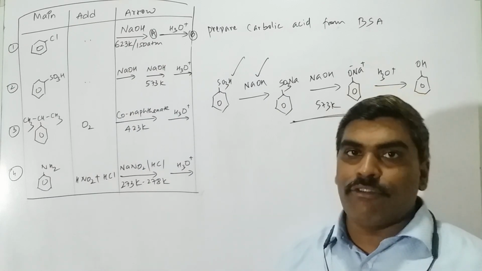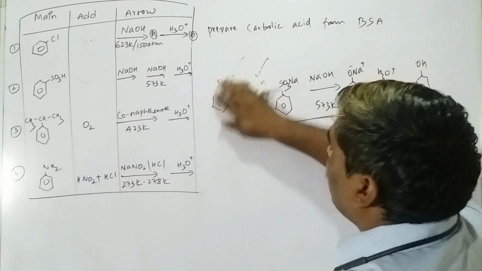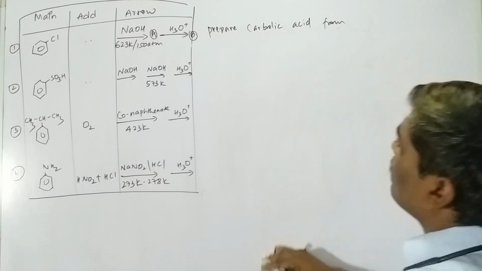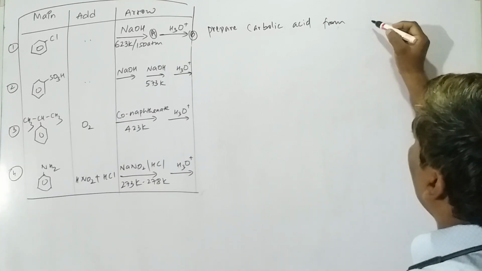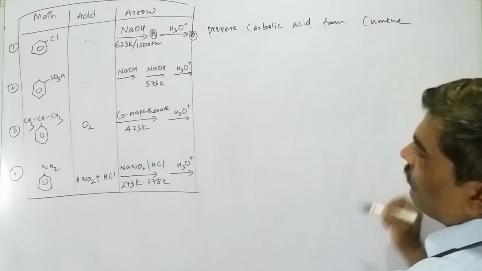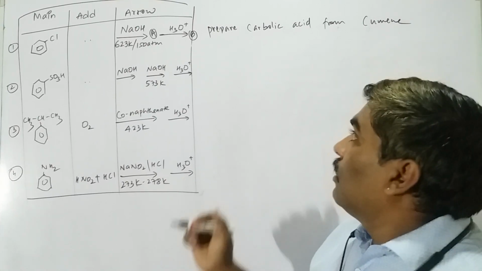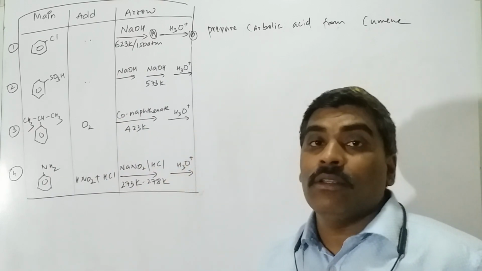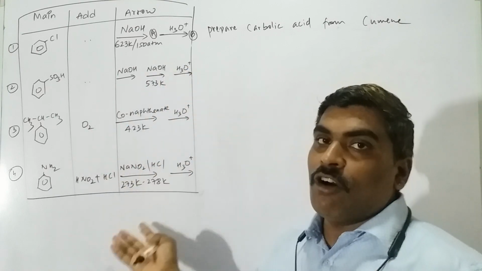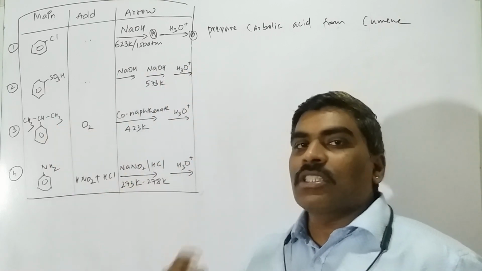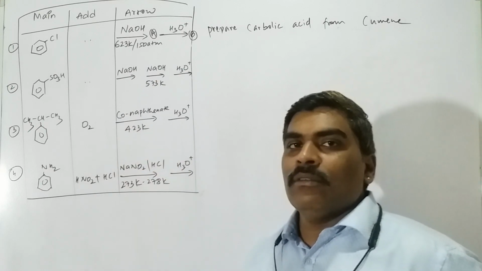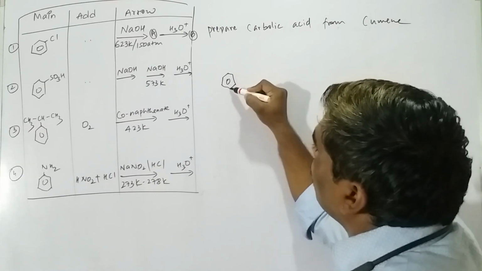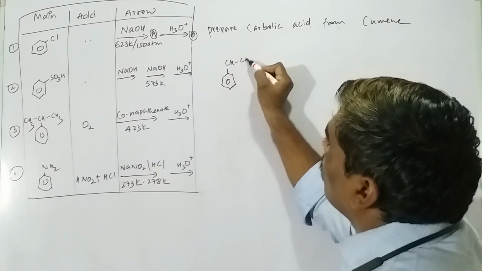Now we'll go for the third one, from cumene. Cumene is also known as isopropyl benzene. I'll keep this carbolic acid and write from cumene. What is the use of this formula? From cumene, you should know the structure of cumene, which is isopropyl benzene. So isopropyl benzene is this.